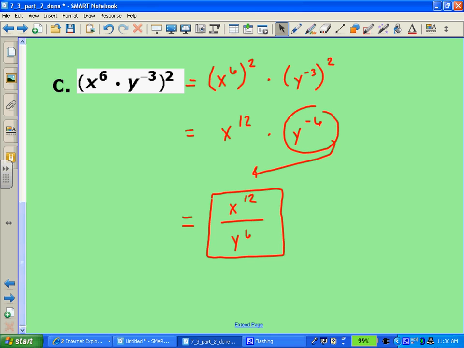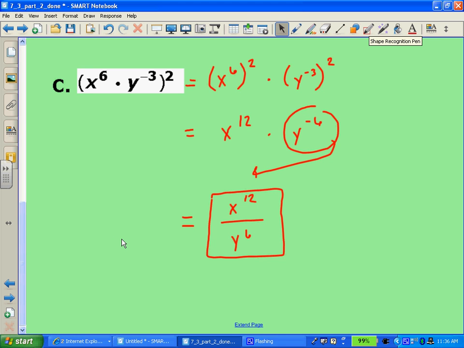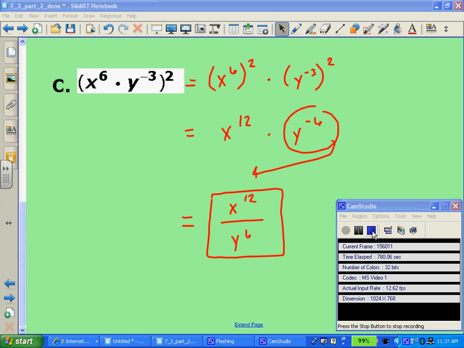So once we learn all of these properties, we'll start using them all together to make sure that we have completely simplified exponential expressions. Okay, so that's everything for 7.3. Let me know tomorrow if you need additional examples or if you have any questions.